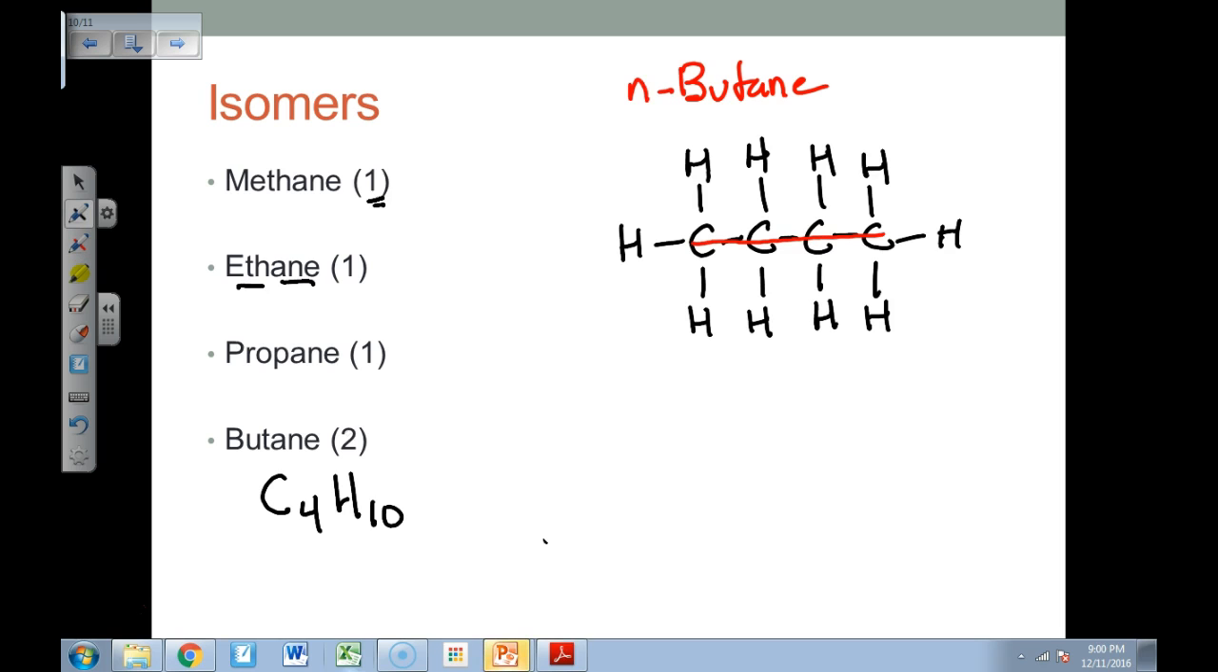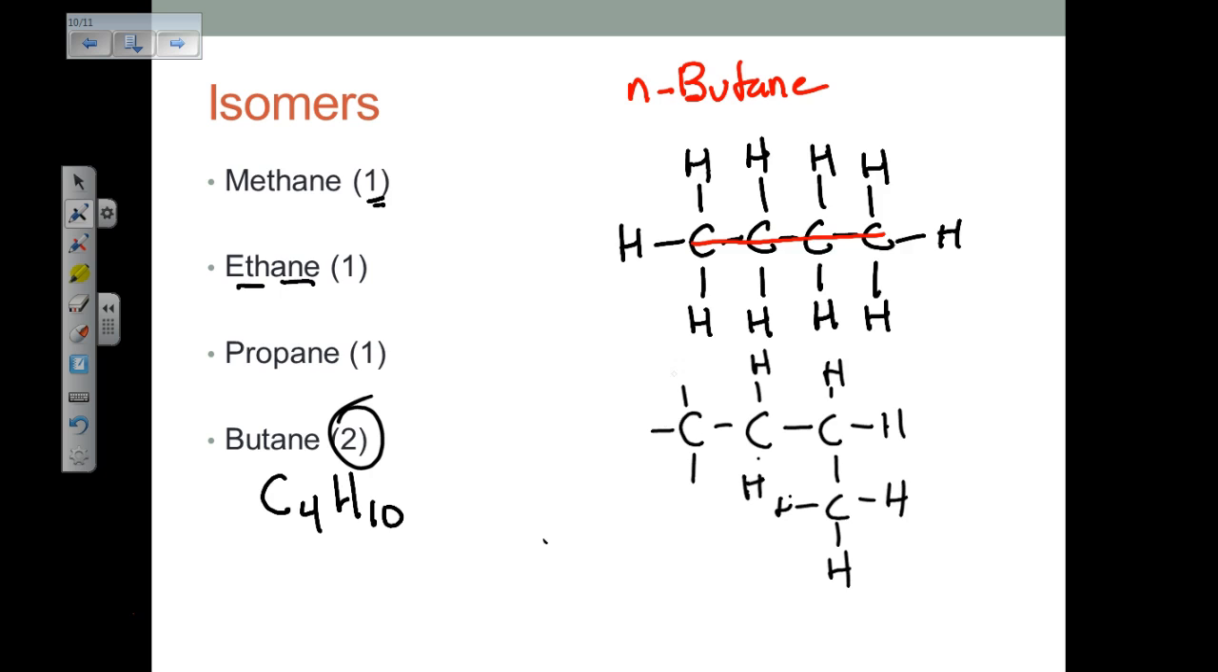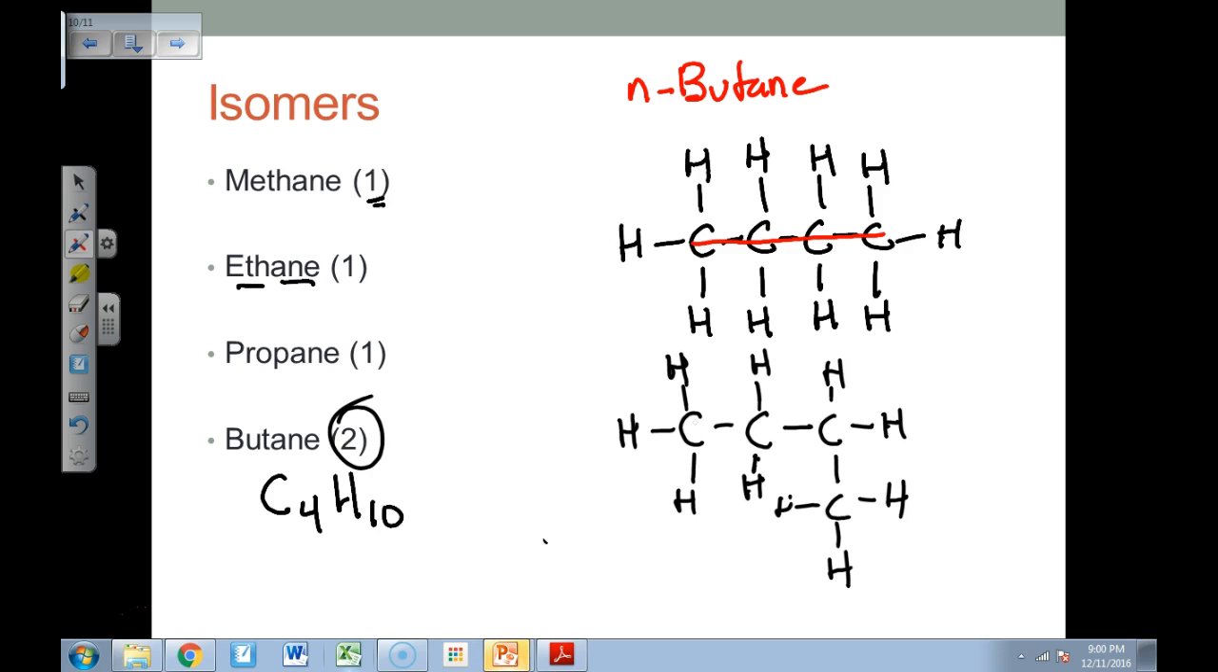Okay, so now I know that there's 2. How do I know that there's 2? Well, I looked it up and I know. Plus I have a degree in organic chemistry, so I know that too. But here, let's look. Let's take our carbons and let's go like this. Is that a new isomer? Is it the same formula? Yes, it's the same formula. But is it a different isomer?